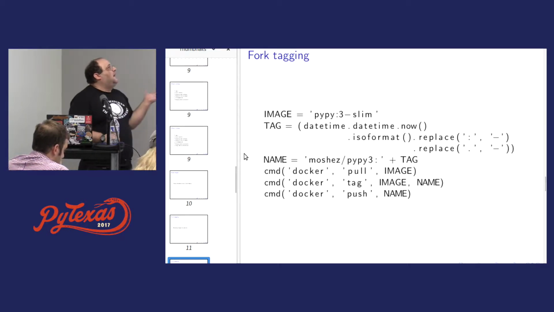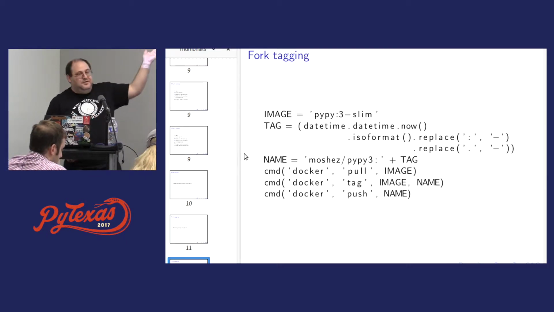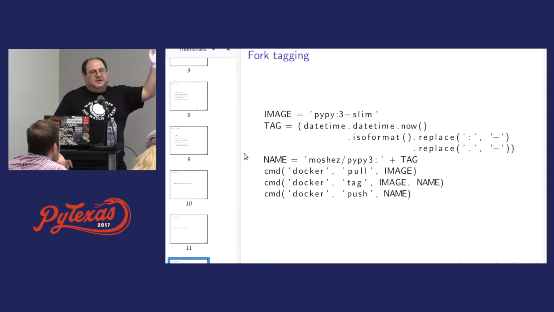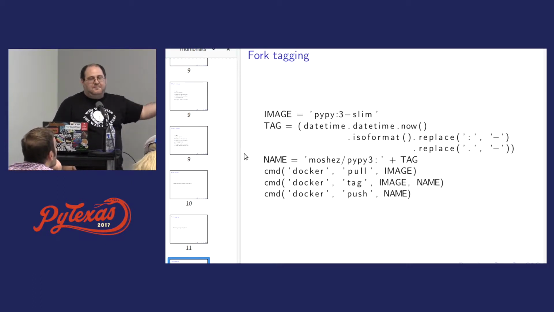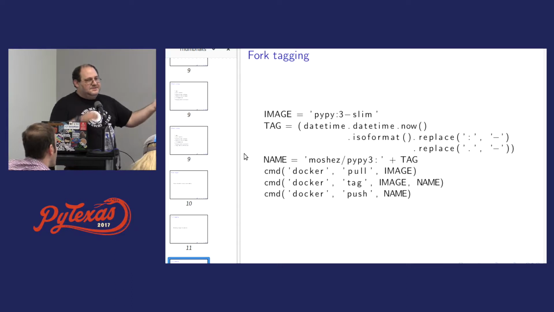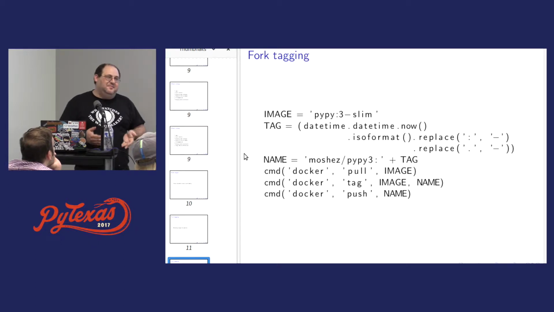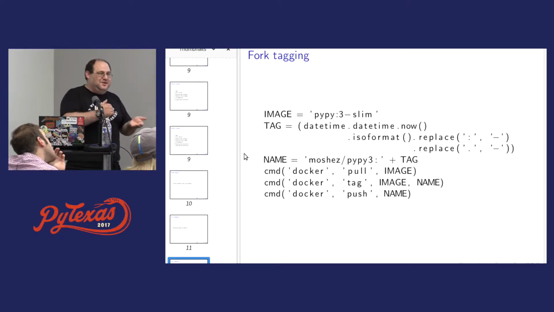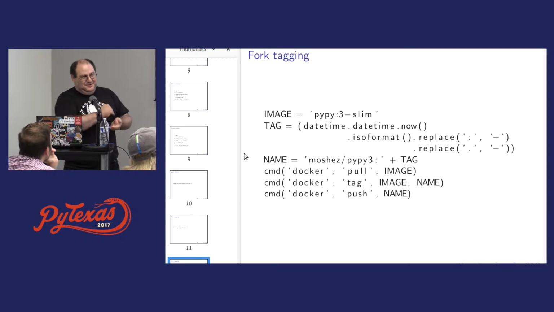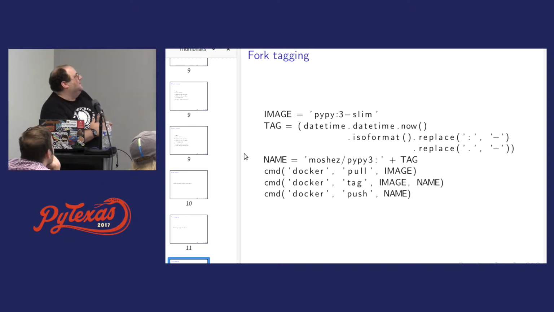Here's basically a script to do that, right? So I'm taking PyPy and I'm using 3slim. Basically, 3slim is as bad as latest, right? Every time PyPy releases a version, which happens every month or so, they'll update PyPy 3slim. Next month, I'll get a new PyPy, probably with some fixes, probably also with some potential regressions that I don't want to find when I'm rebuilding.